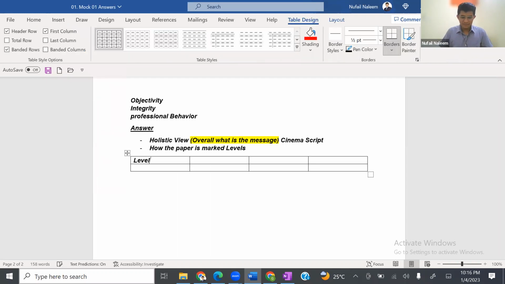There is something called level 0. Level 0 means your answer has no connection to the question requirement. Then you have level 1. Then you have something called level 2. And then something you have called level 3.